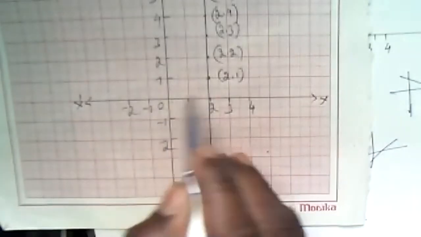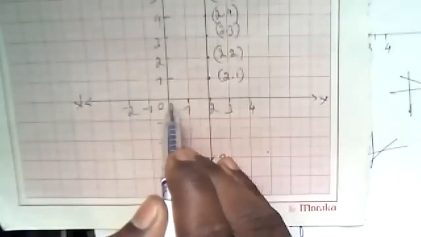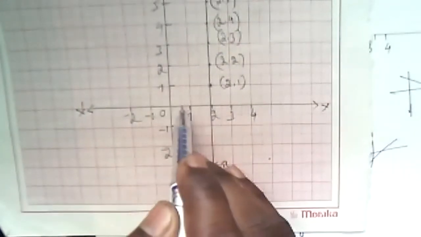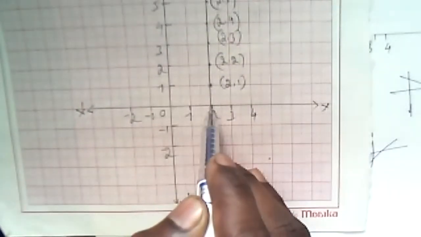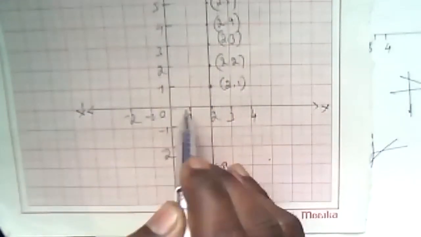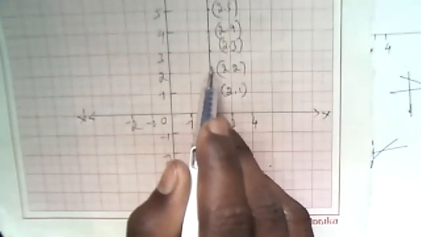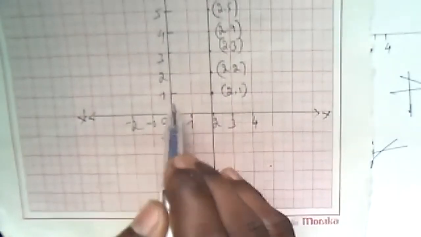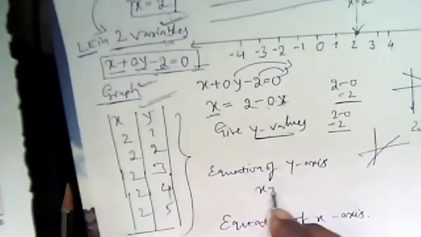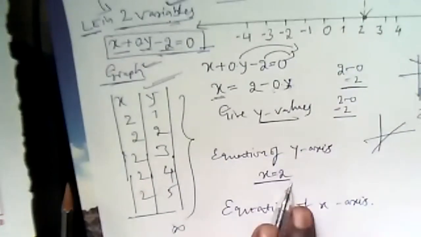See here, this line is parallel to the y-axis. Therefore, the distance between this line and the y-axis is how many units? 0, 1, 2. The distance between the line and the y-axis is 2 units. Therefore, x is equal to 2.